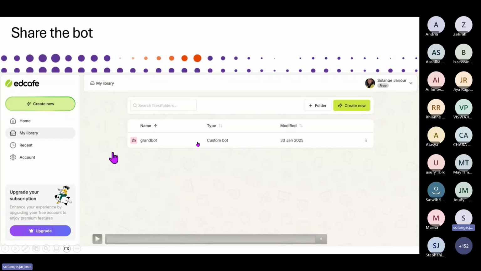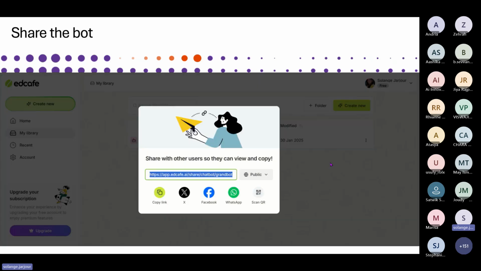Okay, so now after I created this chatbot, I can find it under My Library, either up top or on the side. And here, this is my chatbot. I can share it via any channel. I can share it on WhatsApp. I can have a QR code, for example.